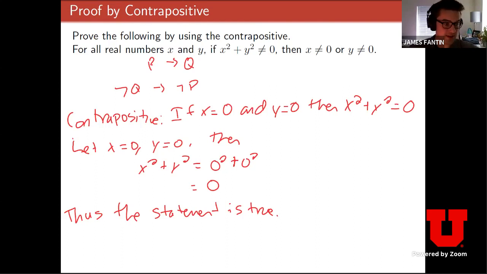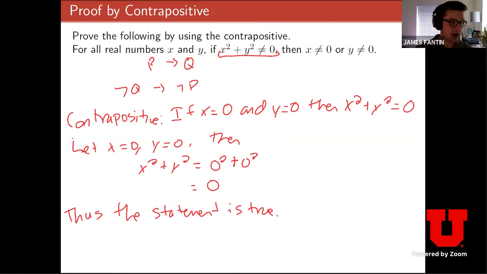So directly proving this statement would have been a little bit trickier, because we'd have to know that x squared plus y squared is not equal to 0, and then we need to do a little bit of work in order to show that either one of these two cases happens: x is not equal to 0, or y is not equal to 0.